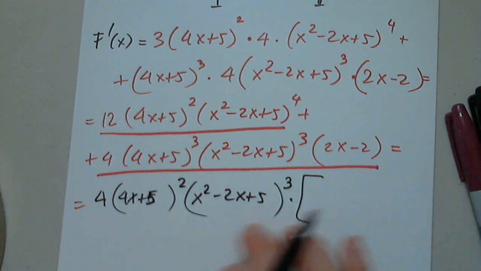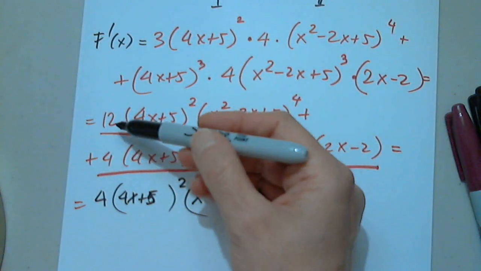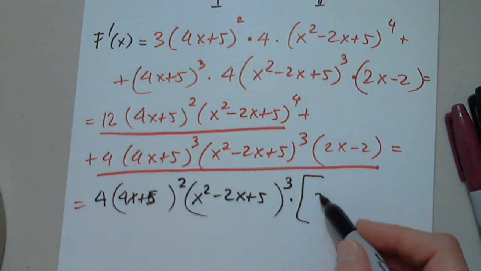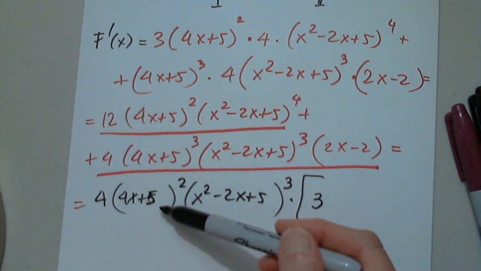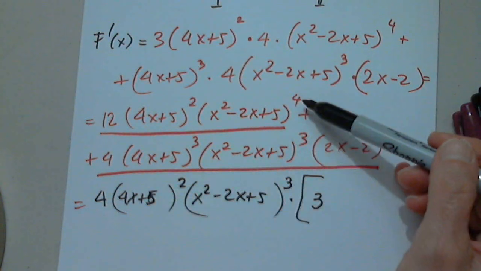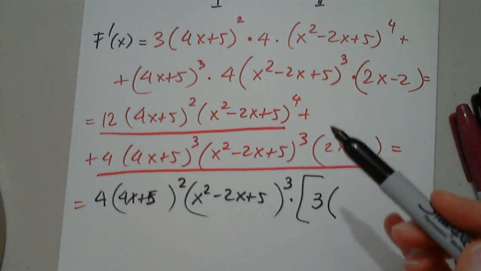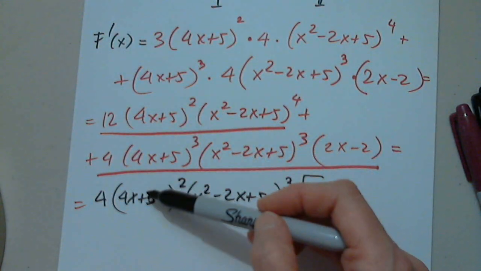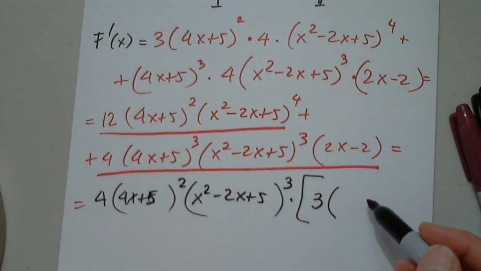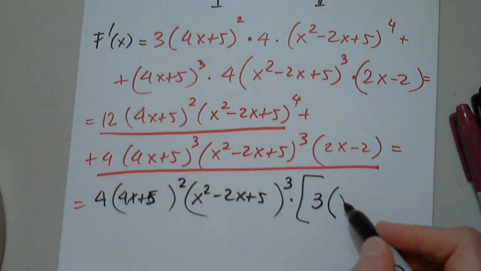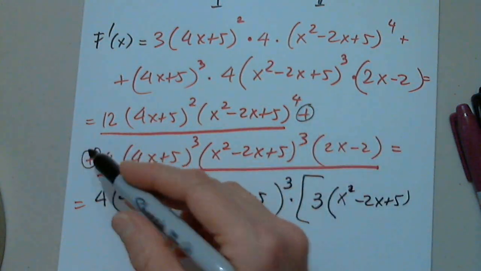And now I'll open brackets. Of course, I will not have enough room, so I'll continue, but I'll start here. From this first term, from 12, I have 4 out, so a 3 is left in. From 4x plus 5 squared, I have all of them out. From power 4, I subtract power 3. So what is left inside? This is out completely. But from power 4, I have power 3 outside. How many are left? 1. Yes, which means x squared minus 2x plus 5. Awesome. Sign is plus.